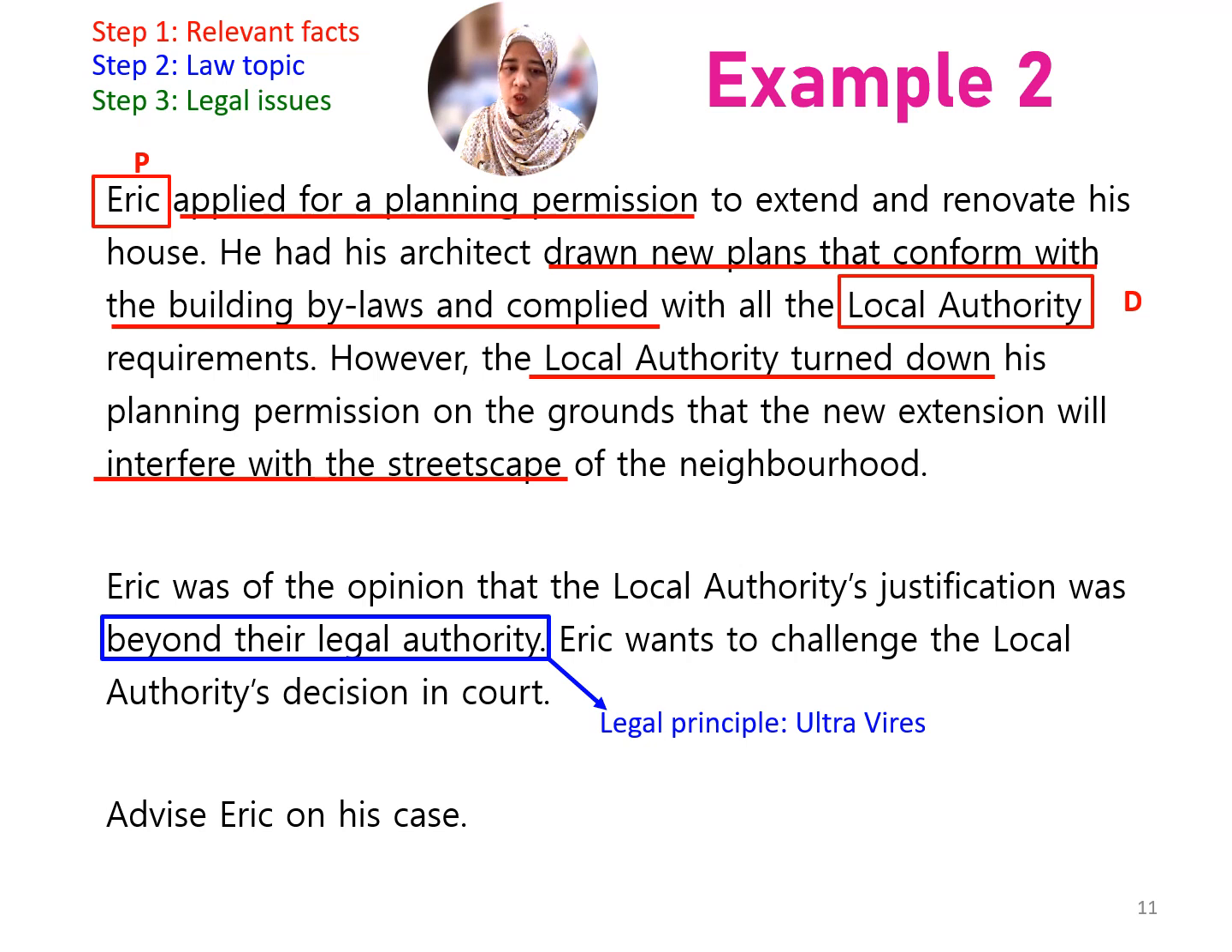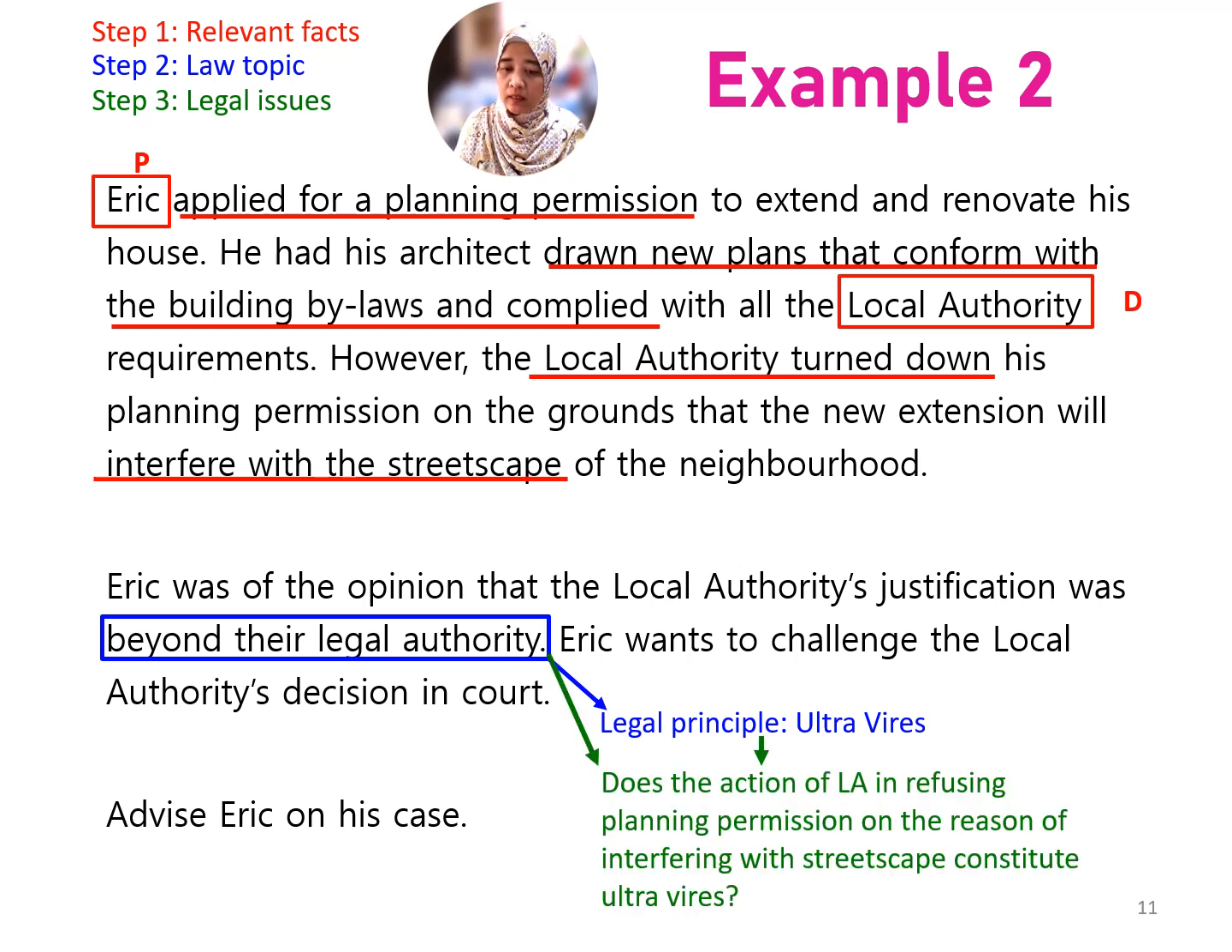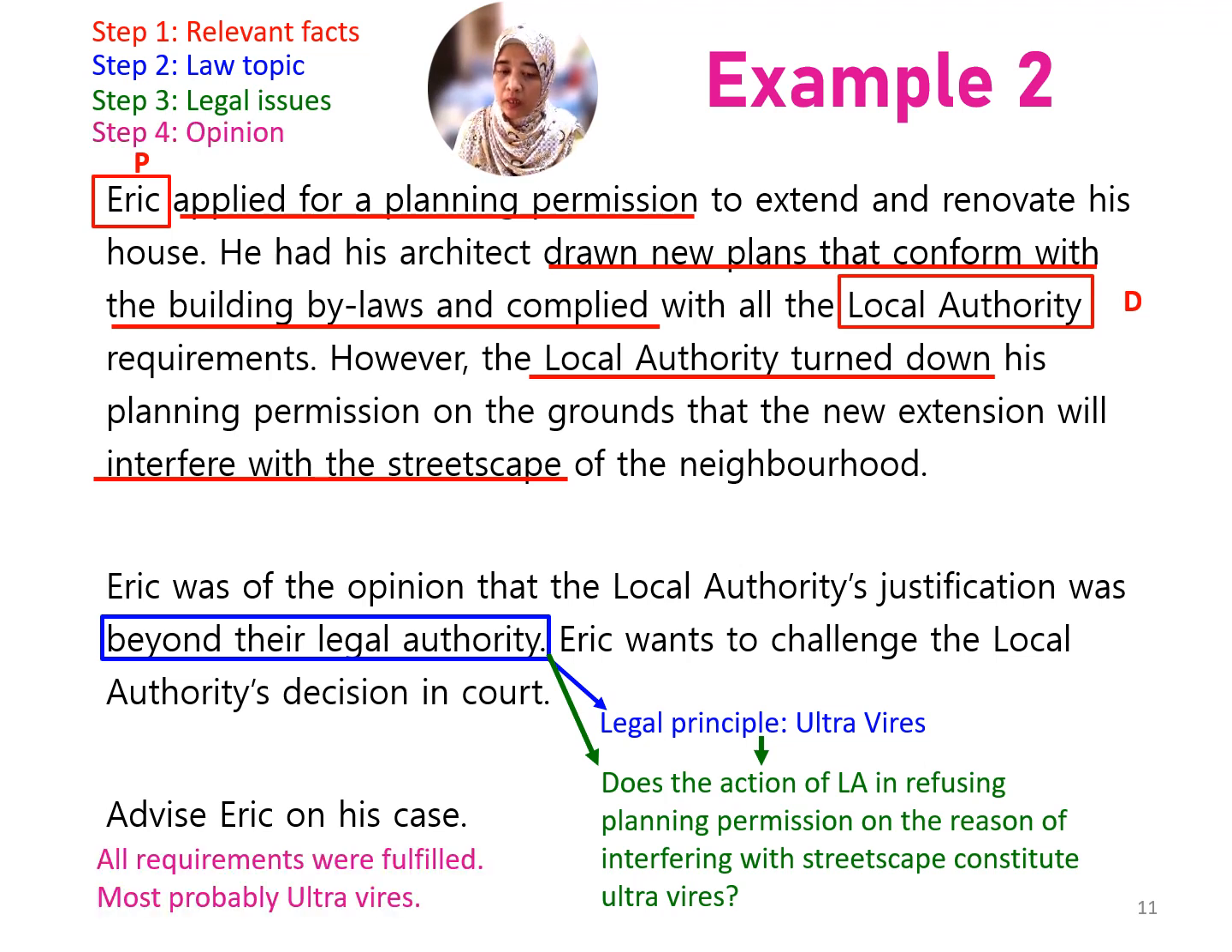What about the legal issues? Legal issuenya, does the action of the local authority in refusing planning permission because it interferes with the streetscape amount to ultra vires or is it acceptable? Okay. Then finally, your opinion, not conclusion, your opinion. Of course lah, because it says that all the requirements have been fulfilled. So, kenapa? Why refuse on grounds yang tak termasuk bawah akta? So, most probably ultra vires. So, this will be your opinion.